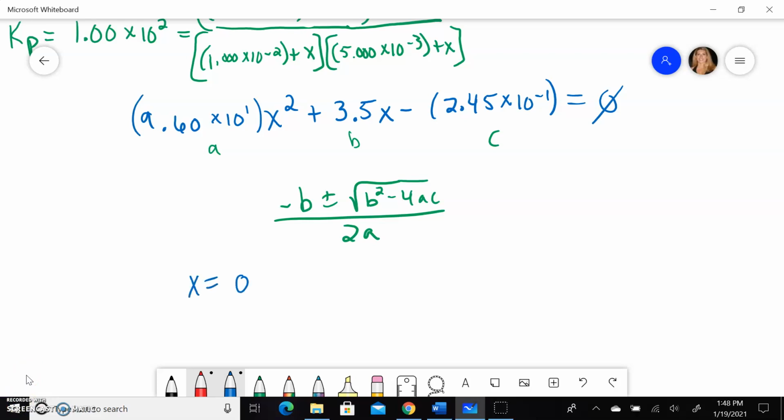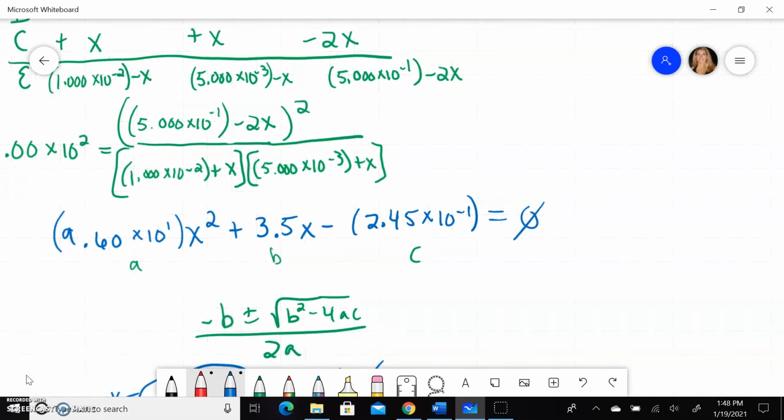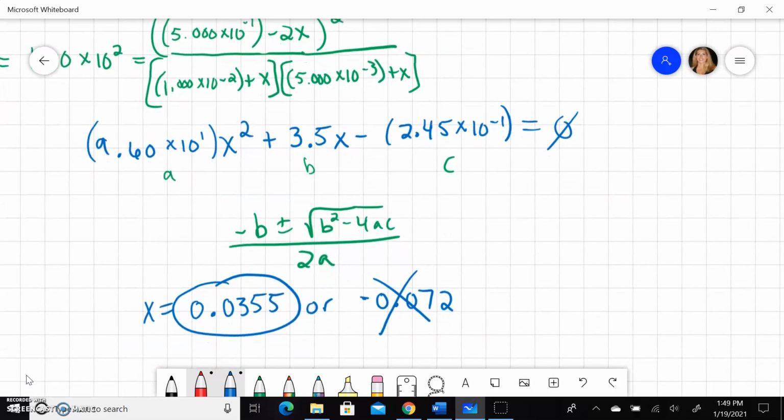So x could equal 0.0355 or negative 0.072. We're not going to get a negative for change, so we're changing it by some amount, so you're not going to change it negatively. So we know that's not the answer, and so now we know what x is going to be. And so now we can plug that number back into our variables up here. So 0.0355.